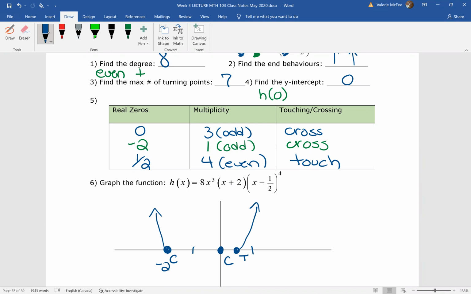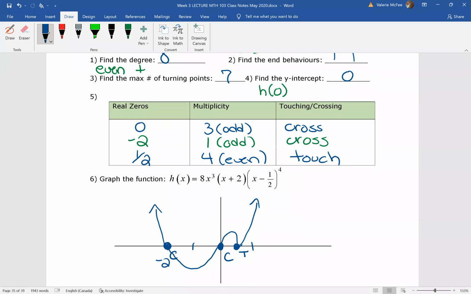Now we just do what the rest of it says. At -2, it says we're crossing. At 0, it says we're crossing. And then at 1/2, we're touching and going back up. It worked. Is this exactly what the graph will look like?